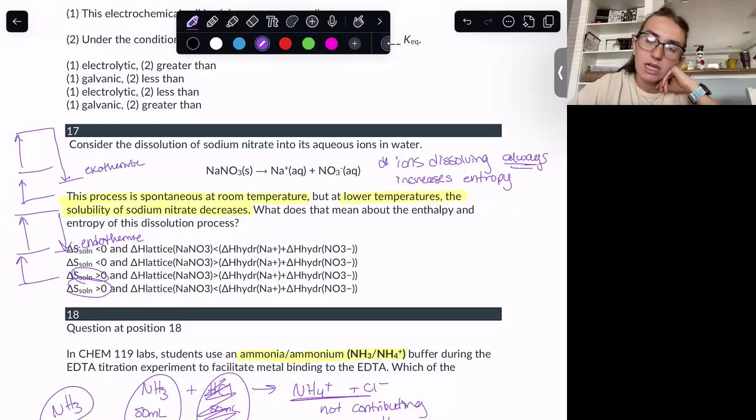You cannot assume delta H lattice is opposite of delta S, because you could have an enthalpy that is exothermic, that's increasing heat, while also having a delta S that is increasing, so positive. But you can have an endothermic reaction where delta H is positive and then delta S is also positive because you're increasing entropy. So you can't assume that, Kareem.